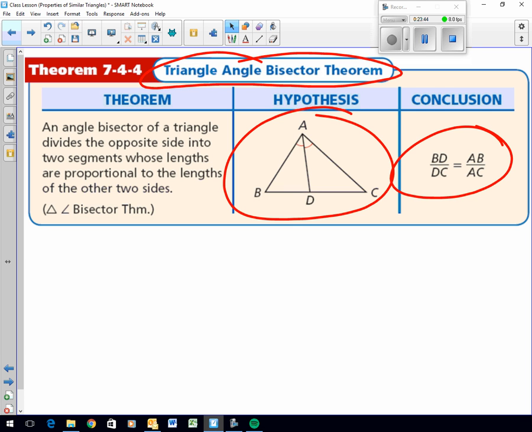It takes an angle and it cuts it in half into two congruent angles. And that's handy information because here's why. It also divides the opposite side into two segments. Their lengths are proportional to the lengths of the other two sides. This is the hardest, most confusing one that we've done all day. On the example, it says BD over BC is proportional to AB over AC.